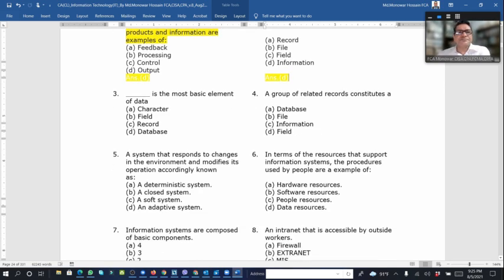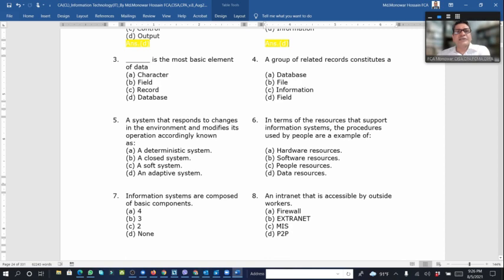Information. Look here, the blank is the most basic element of data. Record, database. Here it says character is the most basic element of data. Though this question is from our next chapter on data, I have just accumulated it here. Look here, a group of related records constitutes a, what would be the answer? Database, file.